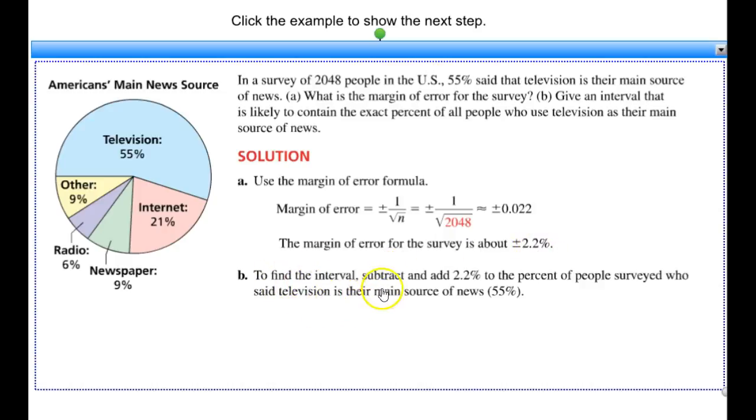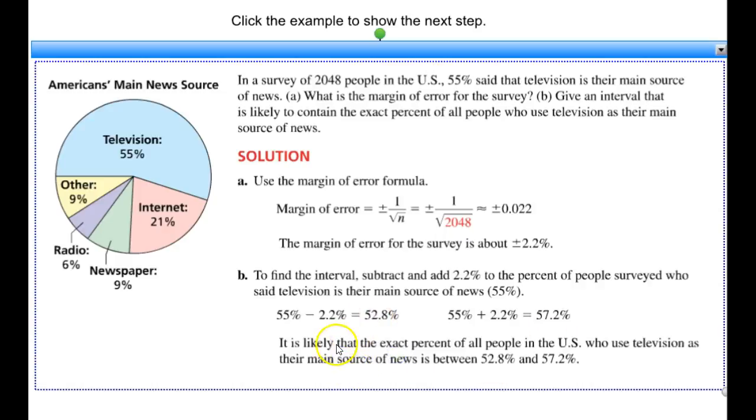So now to find my interval that includes everybody, I would add and subtract this 2.2% to the people that selected television. So I'd have my 55 minus 2.2%, which gives me 52.8%. And then I add it, so 57.2%. So it's likely that the exact percent of all people in the U.S. who use television as their main source of news is between these two values.